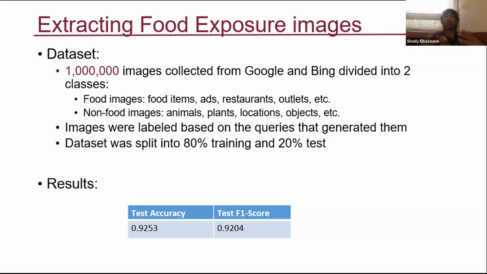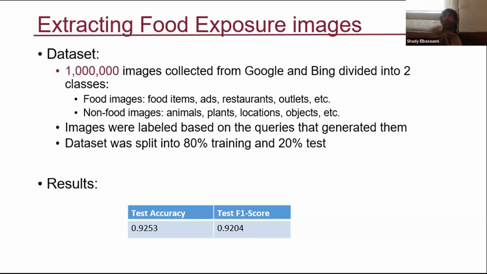Images that have something to do with food, such as food items, advertisements, restaurants, and so on. And then the non-food images, which are typical things children would see on their daily trajectory, like animals, plants, locations, and objects. To be able to do this, we usually use the search engine to issue queries and then retrieve the images returned for these queries.